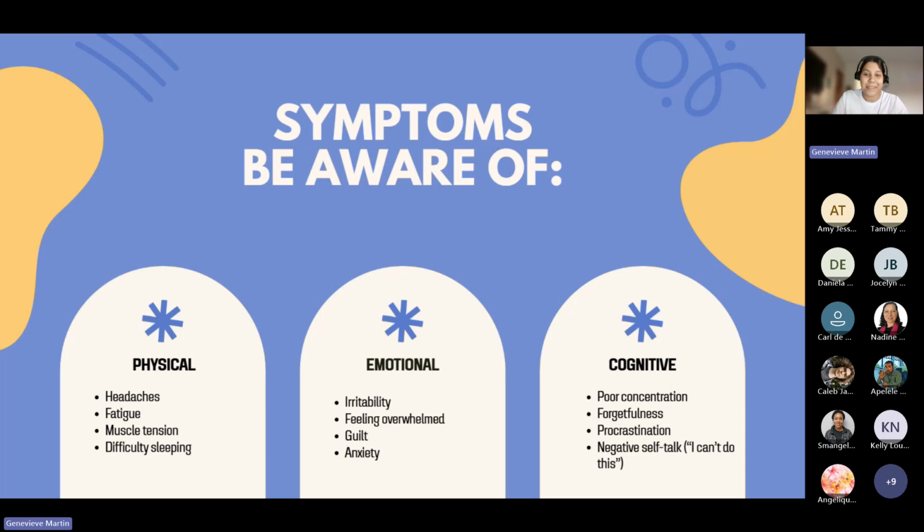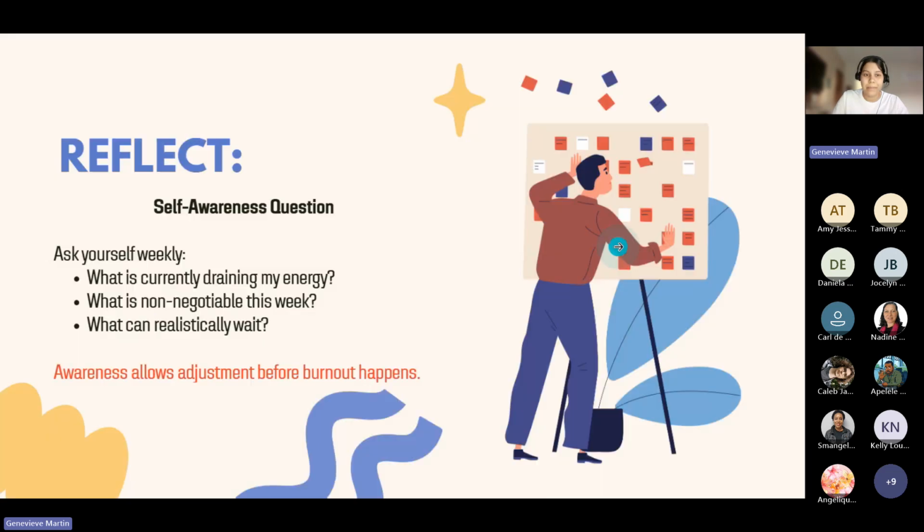I can't do this. I say this one often, and I know I can, but I start off like that, like, oh my gosh, I can't do this, but I know I can. So these are the symptoms that you need to be aware of and take note of, because when we catch them early, we can do something about it. Okay, so this is for you to reflect, and something that I really want you to take with you, if anything, take this. It's your self-awareness question.